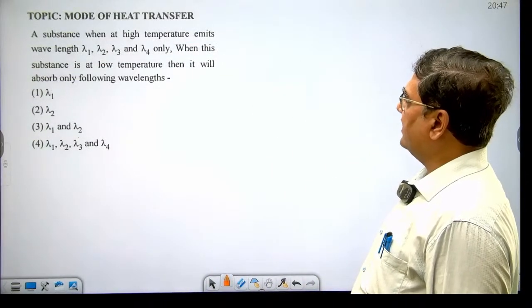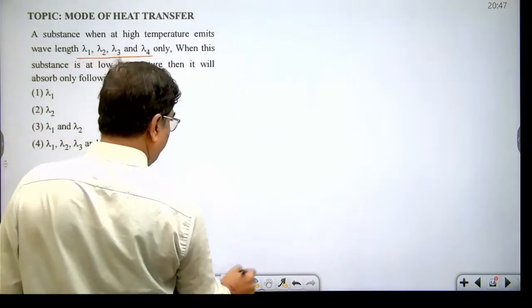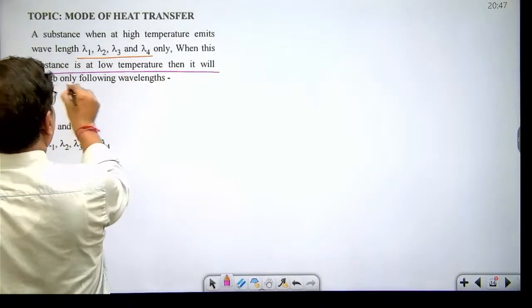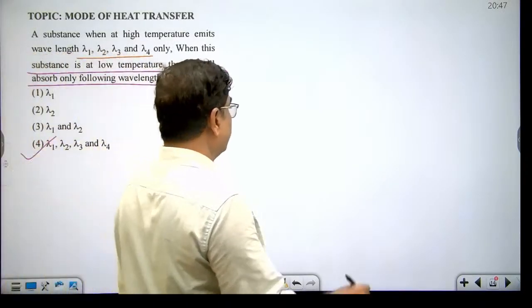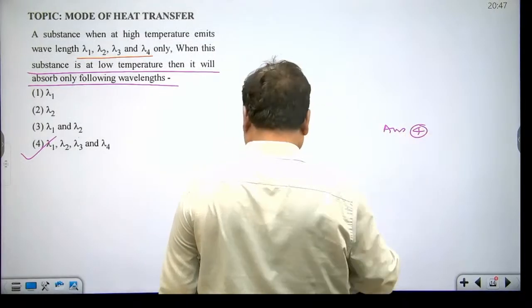A substance when at high temperature emits wavelengths lambda 1, lambda 2, lambda 3 and lambda 4 only. And when this substance is at low temperature, then it will absorb only the following wavelengths, all these wavelengths. This is according to Kirchhoff law. So option 4 is the correct answer.